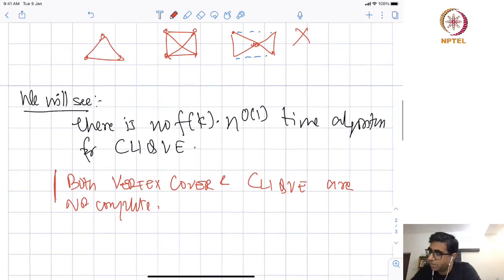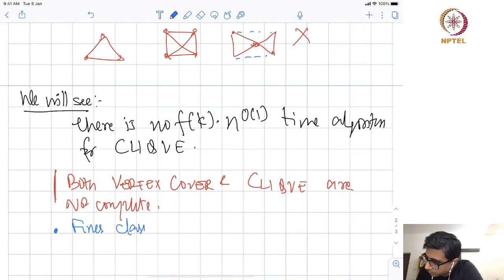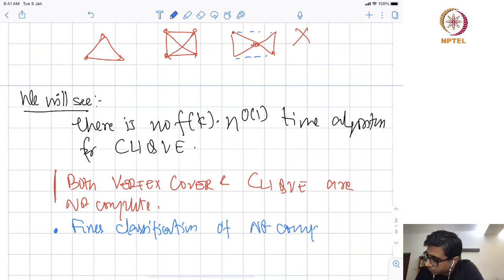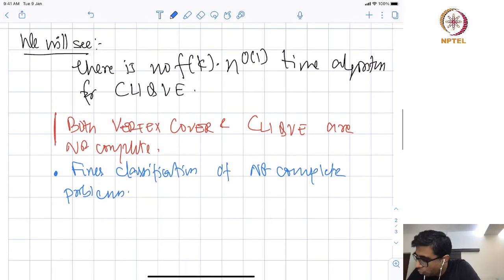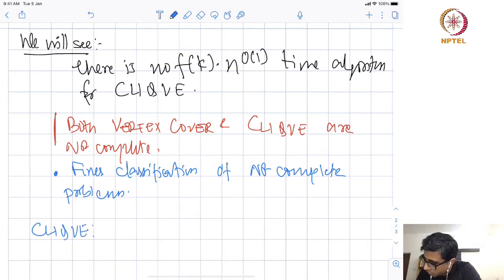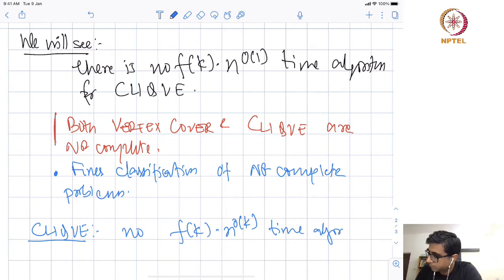So, in some sense the field also does a finer classification of NP complete problems. In fact, what we can show is even more. So, in fact, for clique we can show no f of k n to the power little o of k time algorithm, in fact. Even this is possible unless some hypothesis fails.